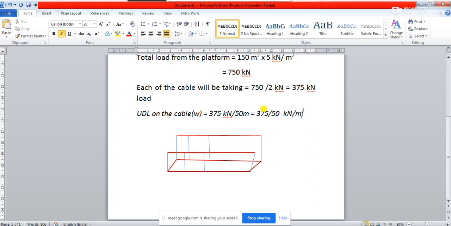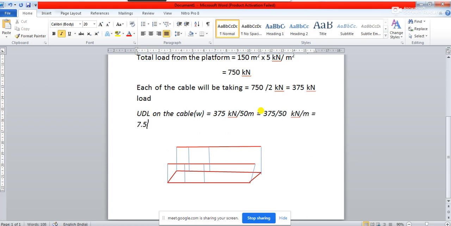7.5. 7.5 kilonewton per meter. Is it now clear?